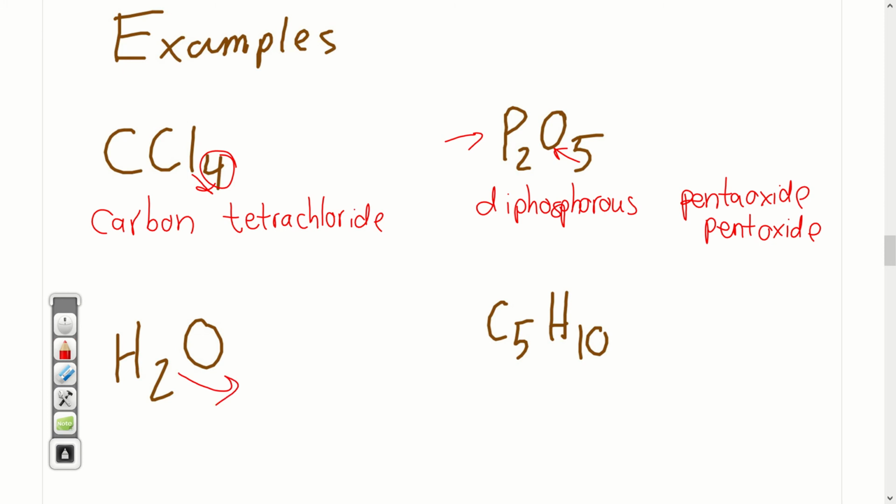What about water down here? H2O is water, but what's the chemical name? 2 hydrogens, so dihydrogen monoxide. Again, I would accept monooxide, but we should see that we don't need two O's. Again, we usually don't do two vowels in a row. Monoxide, okay? So I'm going to go drink some dihydrogen monoxide.